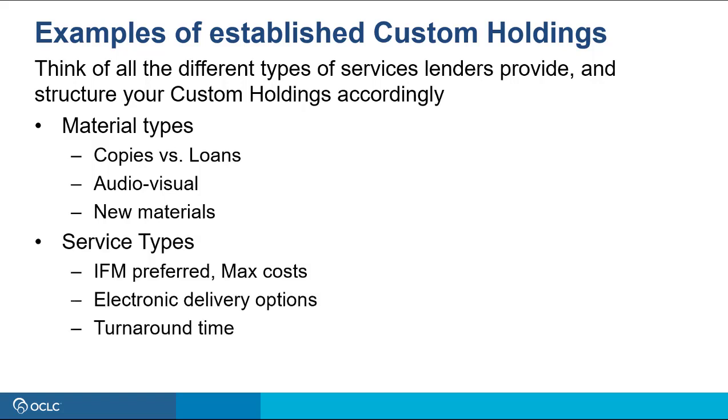Another approach can be related to the type of service lenders give when loaning items. Some libraries create customer holdings for lenders who prefer IFM, or for lenders who can deliver items electronically in a variety of ways. Other customer holdings can pinpoint lenders who charge certain rates and group them together by those rates, or identify lenders who have a fast turnaround when delivering items.